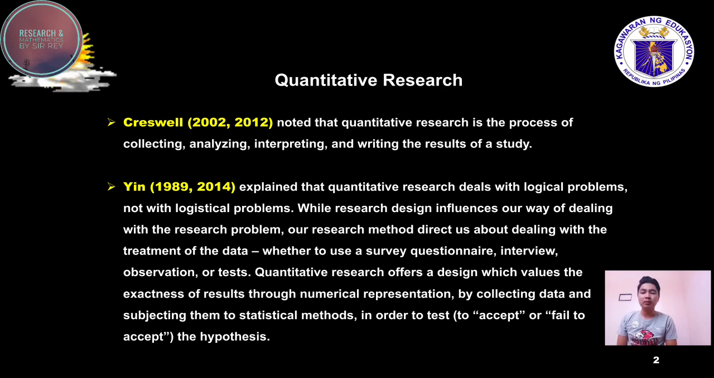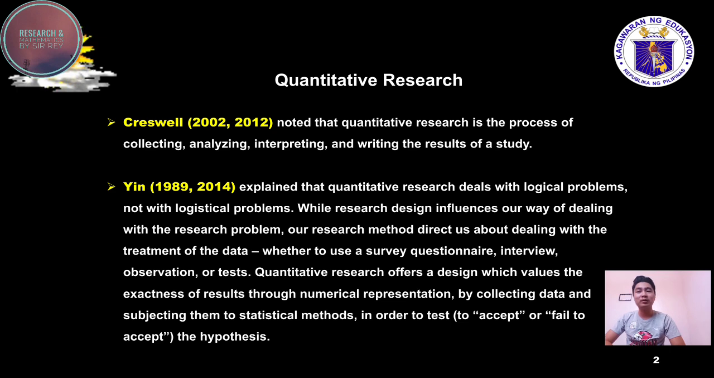When you talk about quantitative research, this comes from the root word quantity. Quantity means number. While for qualitative research, that is quality. Quality means you can just describe it. In other words, quantitative research deals more with numbers than qualities. Compared to qualitative research, it has more computations. That is why we have the words analyzing and interpreting.